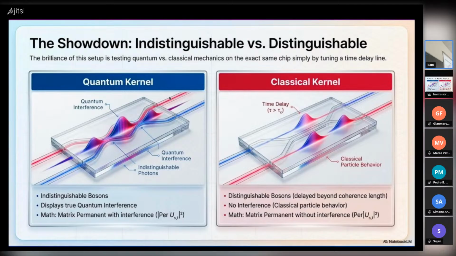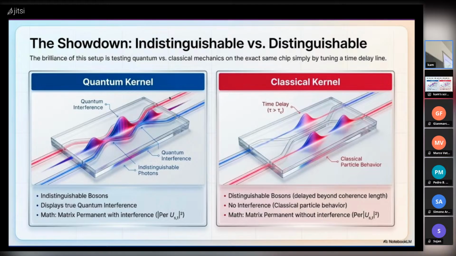One is that when you send the light through the circuit, you let them crosstalk, let them have quantum interference. Then this type of kernel will result in a distribution of probabilities given by a matrix permanent. This is a very hard quantity to compute. There is already a theoretical proof that the exact simulation of this quantity is extremely hard.